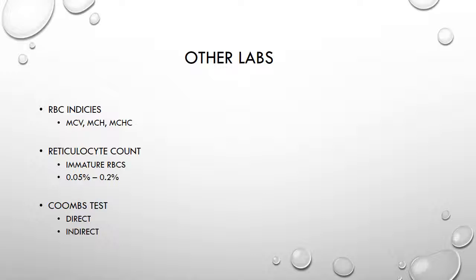We're looking at that direct Coombs test. We're basically looking now for antibodies that are bound to the RBC. So with the indirect, we're looking for the ones that are floating in the serum or the plasma, but when we're looking at the direct Coombs, we're looking for those that are actually attached to the RBCs.